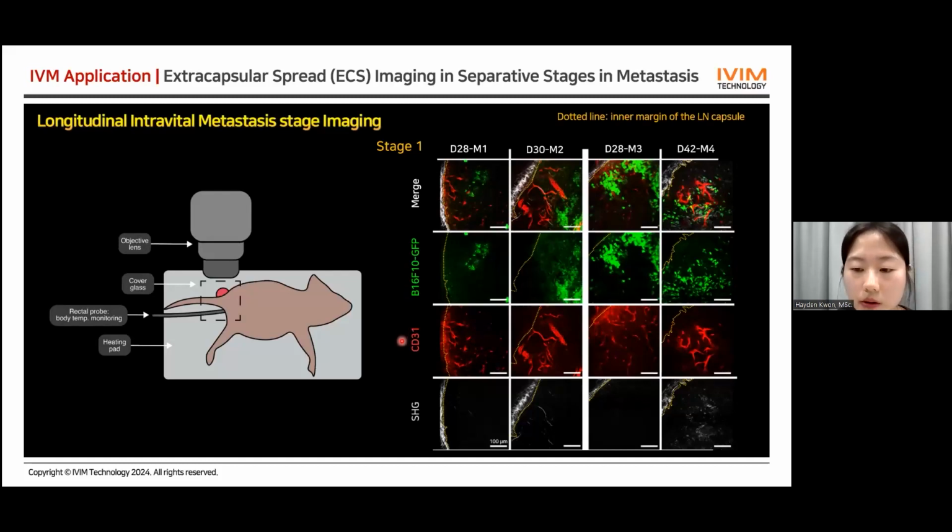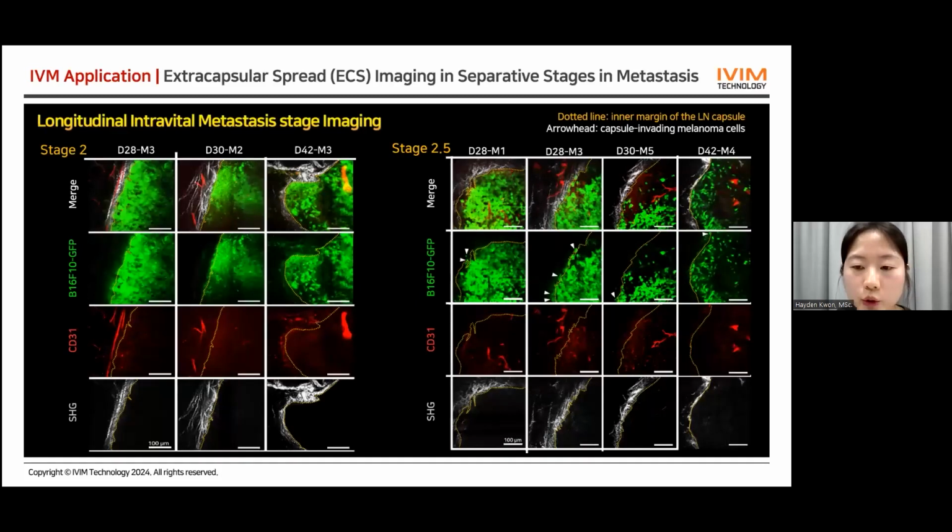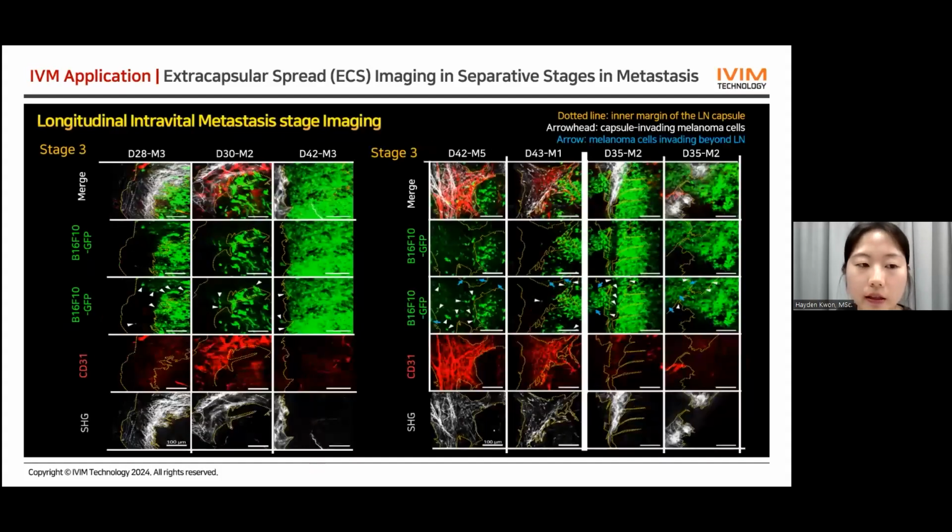As a result, although there were individual variations, we observed and visualized all steps from stage 1, where the melanoma grew near the boundary of the lymph node, to stage 2 and 2.5, where it grew close to the boundary, and finally to stage 3, where the extracapsular spread occurred as the melanoma escaped the capsule of the popliteal lymph node.